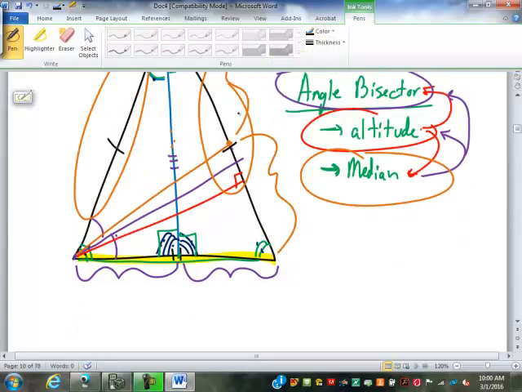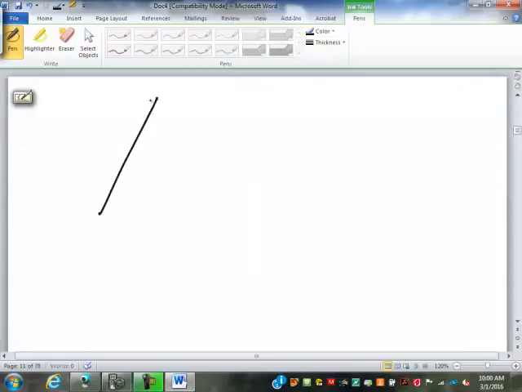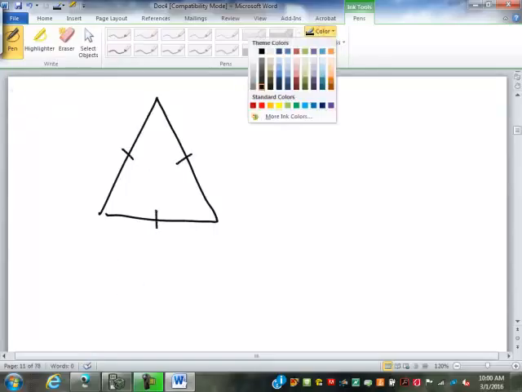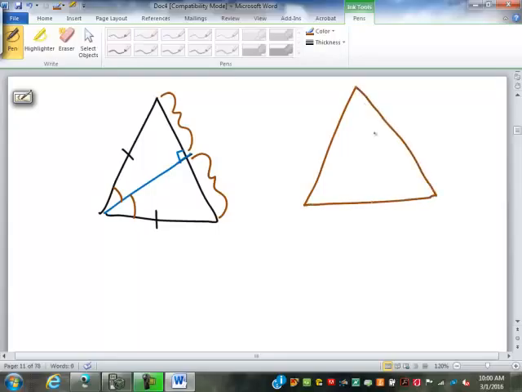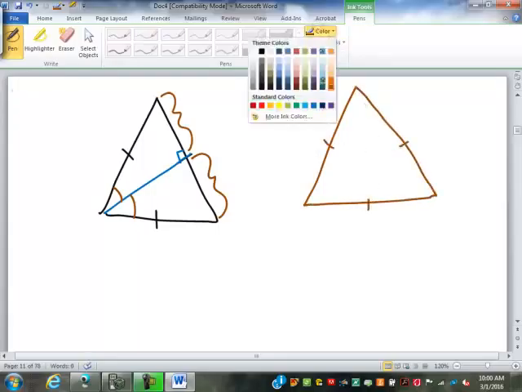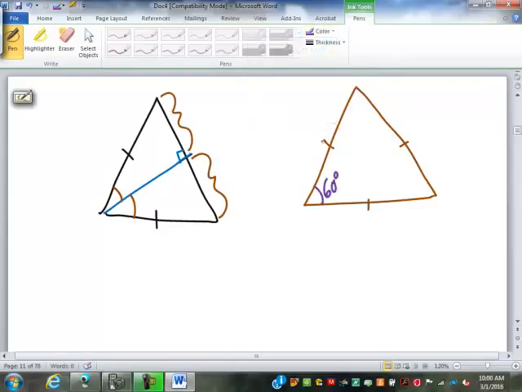So what if it were an equilateral triangle? If I draw in an altitude, what can I say about these two pieces? They're going to be the same. What can I say about this angle and this angle? They're going to be the same. By the way, in an equilateral triangle, what are all the angles going to equal? 60. Because all the sides are the same, all the angles must be the same, and if they add up to 180, they must each be 60.